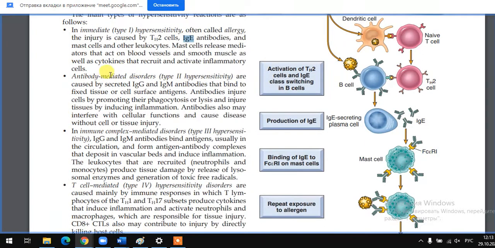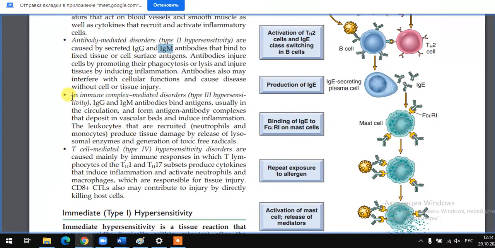Then antibody-mediated disorders, it's type 2 hypersensitivity. They are caused by secreted IgG and IgM antibodies. So when antibodies are produced, and these antibodies are attached to our own cells and cause our own cell injury, our own tissue injury, these are antibody-mediated disorders. We have a large variety of diseases, and in therapeutic diseases you will discuss it again and again. We have different types, but here we'll discuss the general pathogenesis of this disease.